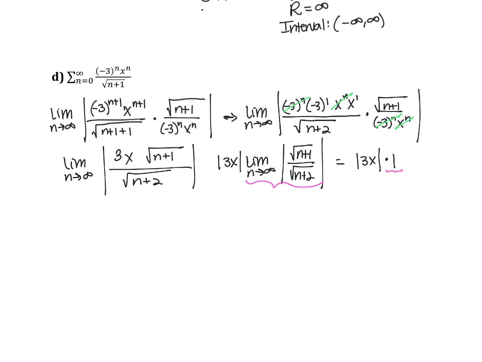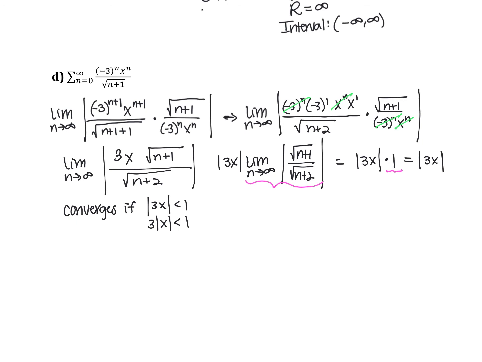And so then I get 3x times 1, which means I just get the absolute value of 3x. Okay, now this is going to be a little bit different when it comes to talk about the interval. We know it converges if the absolute value of 3x is less than 1. Now, because the absolute value of 3x could really be separated to say 3 times the absolute value of x is less than 1, and that's the same thing.